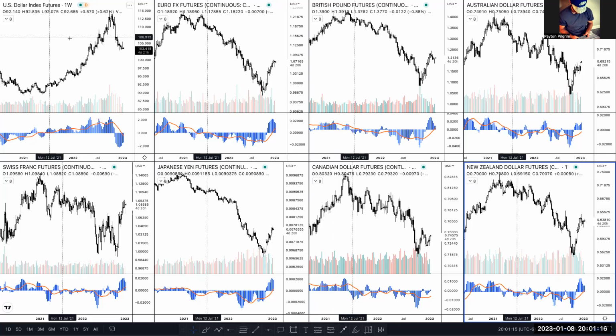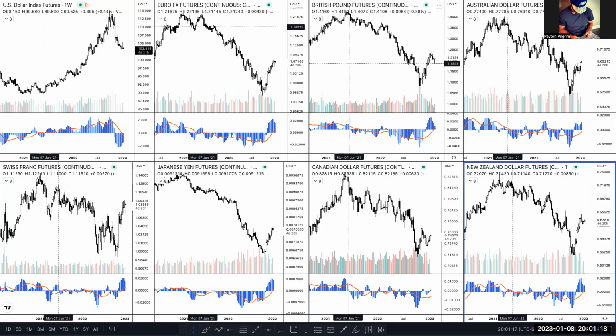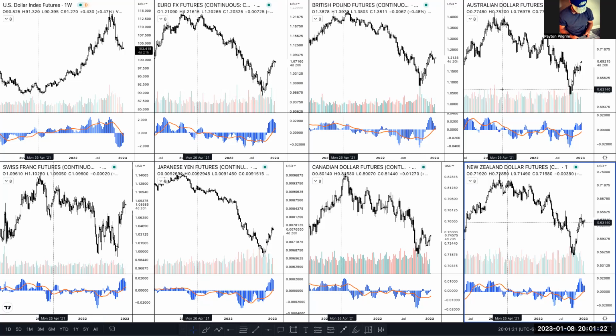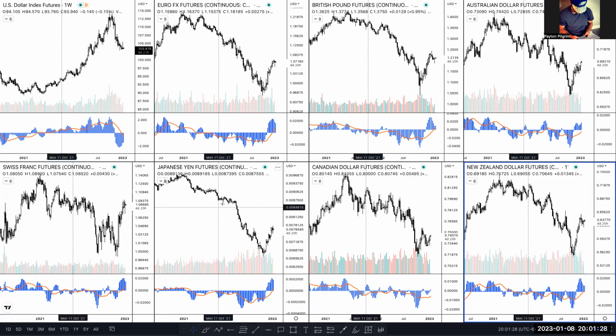And then, of course, the dollar is the dollar. But you can see that they all have very similar moves. There isn't a whole lot of difference when we're looking at the macro perspective of this. Okay, let's go down into the daily time frame.